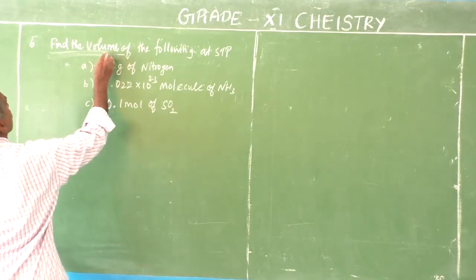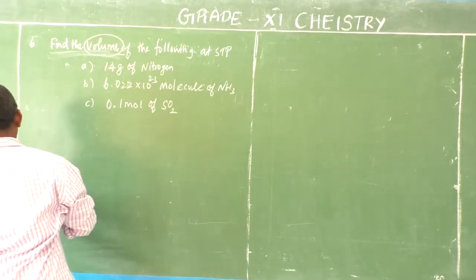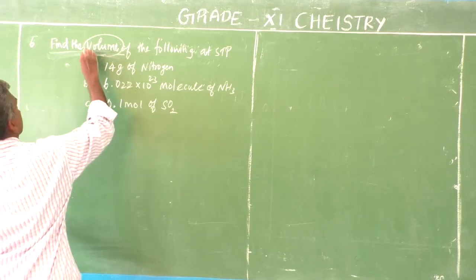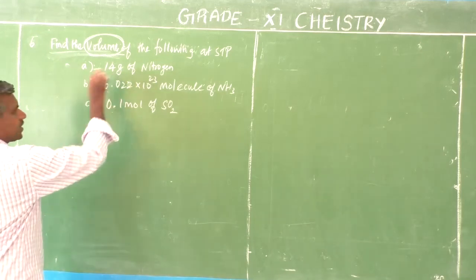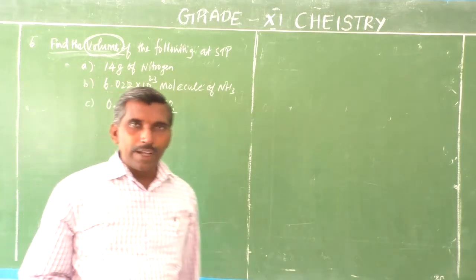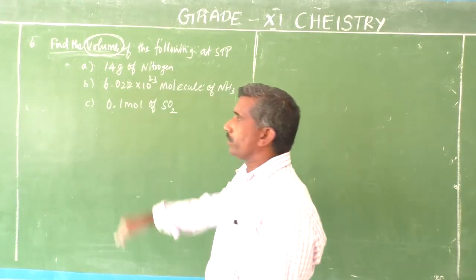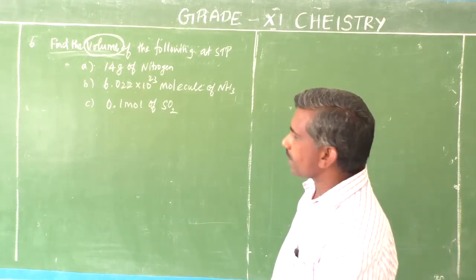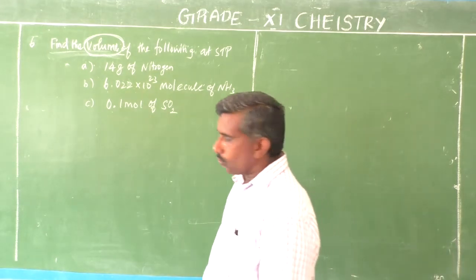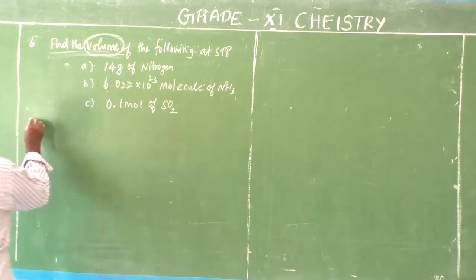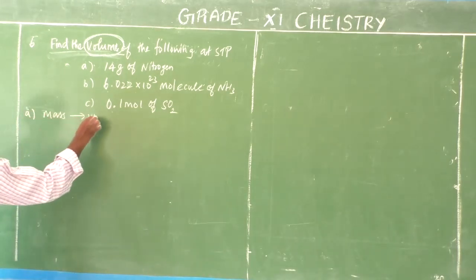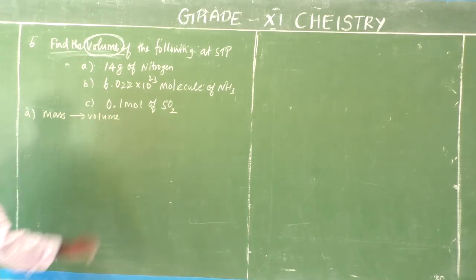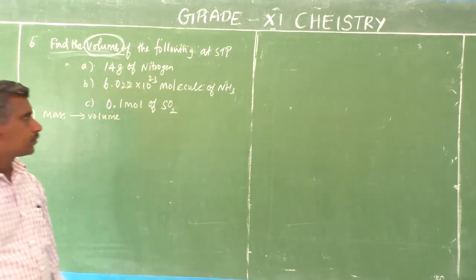Volume calculation. What is given? First, mass is given. Here mass is given, we find the volume. First question, mass is given, we find the volume. Mass to volume. Question A, mass to volume find. Given mass, you find the volume.